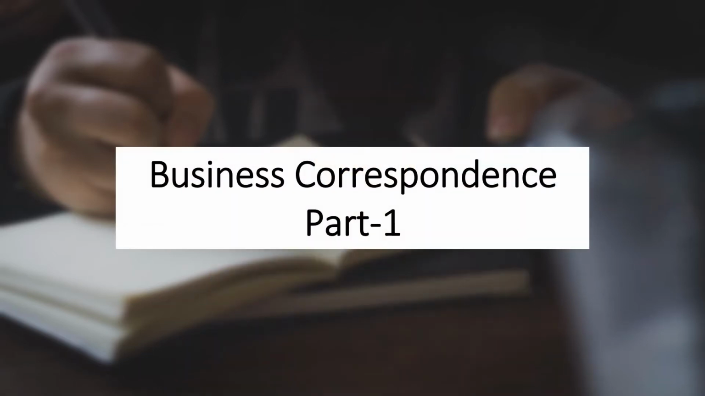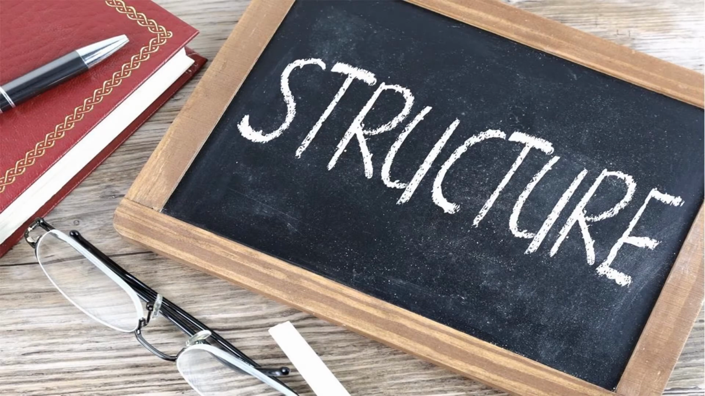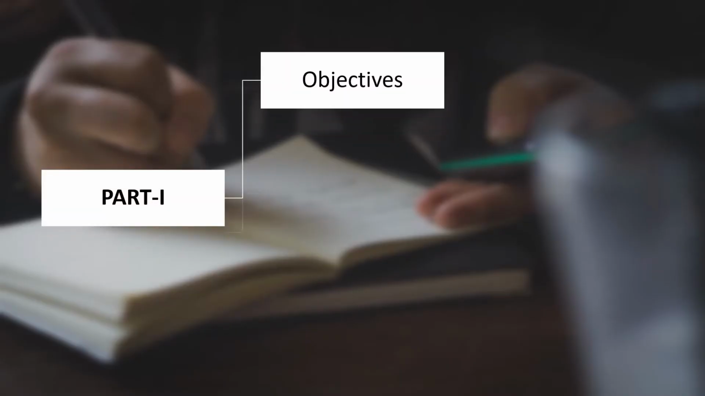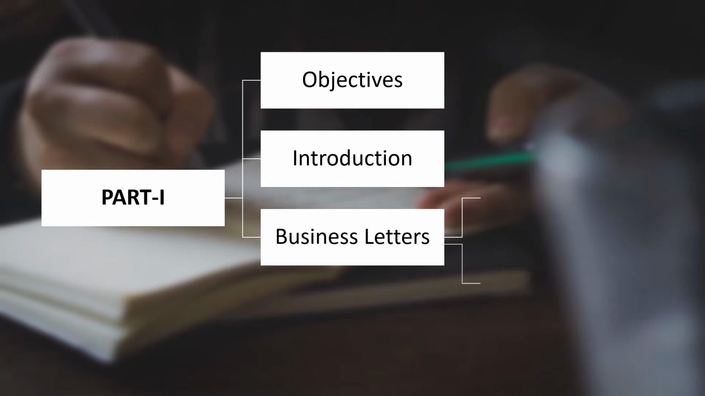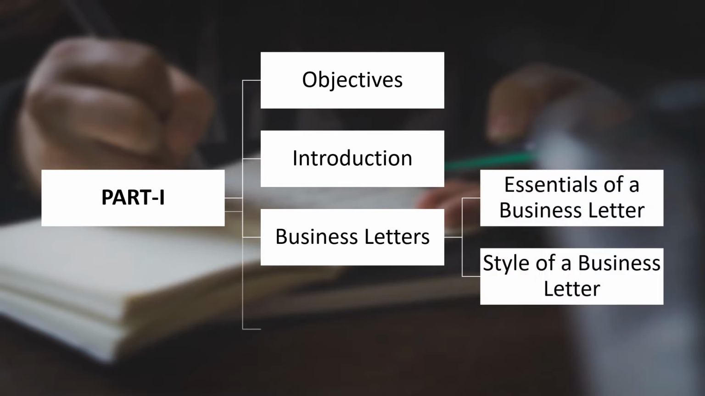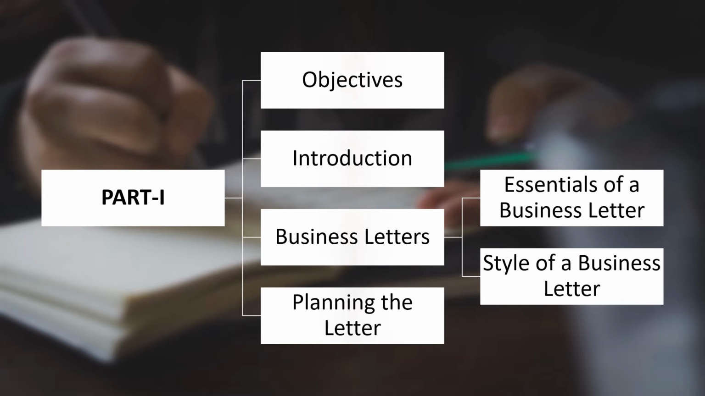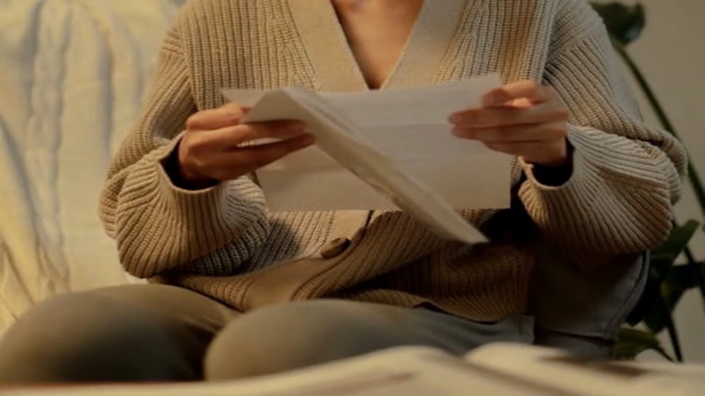Let us understand the structure of the video series before beginning with it in more detail. The topics covered under the business correspondence series would be, as we follow a structure, we begin with understanding the objectives of the videos. We then move on to the introduction of business letters, talking a little bit more on what business letters really are. We then move on to discover the essentials of what goes into writing a business letter, moving thereon to the style of a business letter, and finally culminating in the planning of a letter. When I say culminating, that is only culminating part 1 of this video series. There is still more to come.